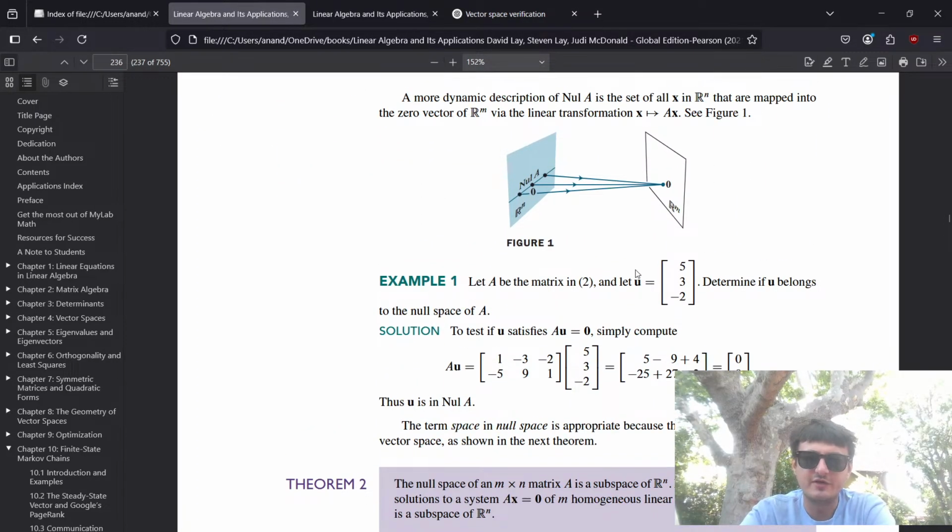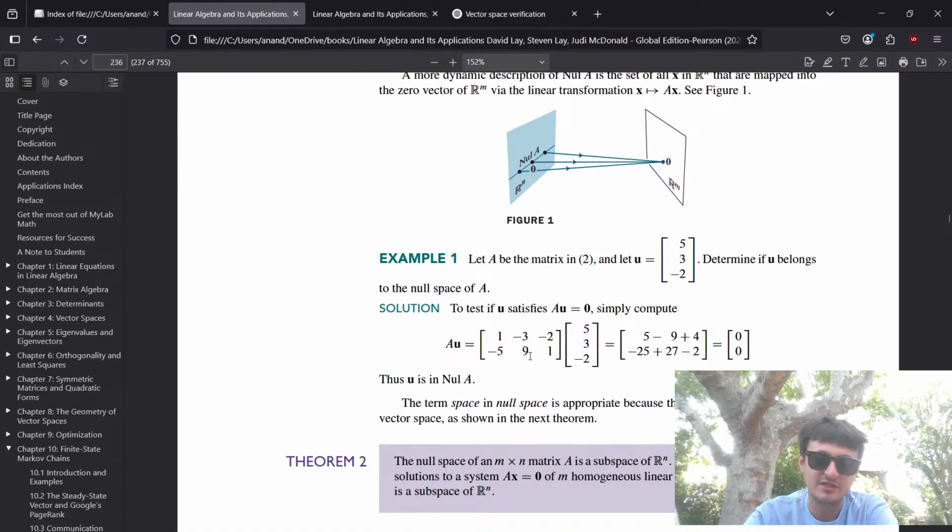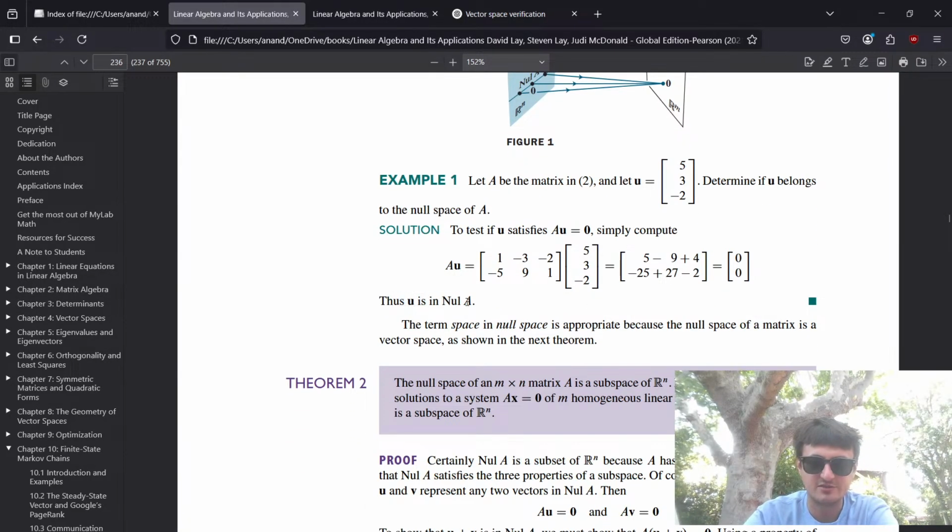Okay, here. So verify if u is in the null space. This is really easy. We'll see this table coming up later. That's really cool. Anyway, so A times u, if you just do this matrix vector multiplication and you get 0, then u is in the null space. So thus u is in the null space.